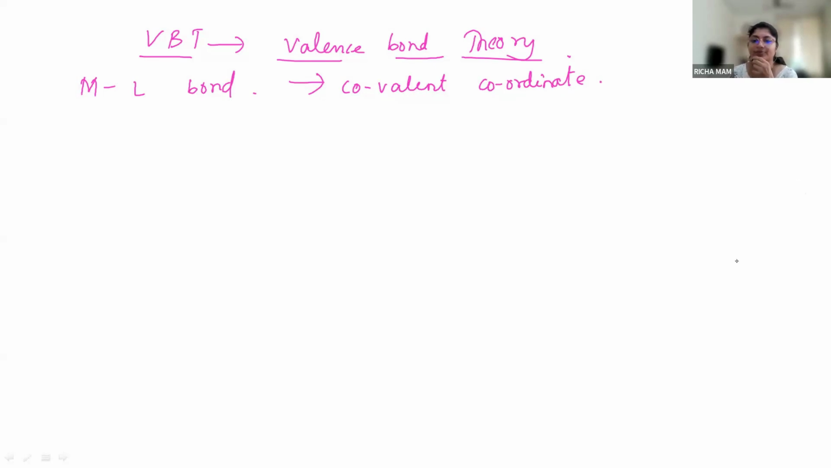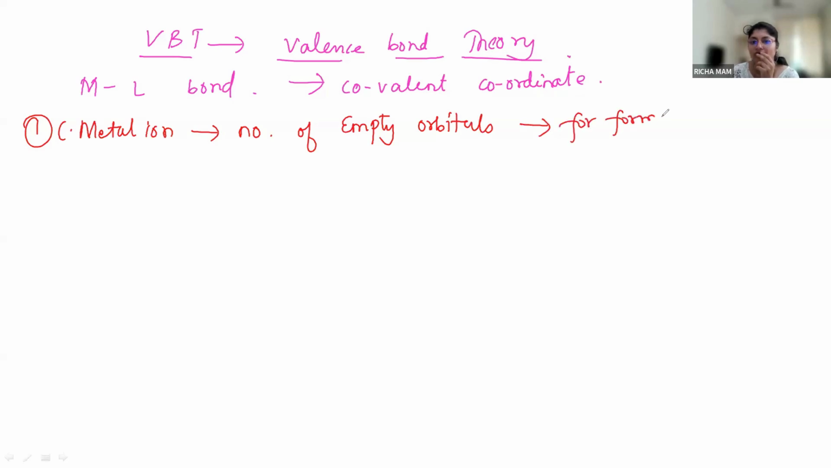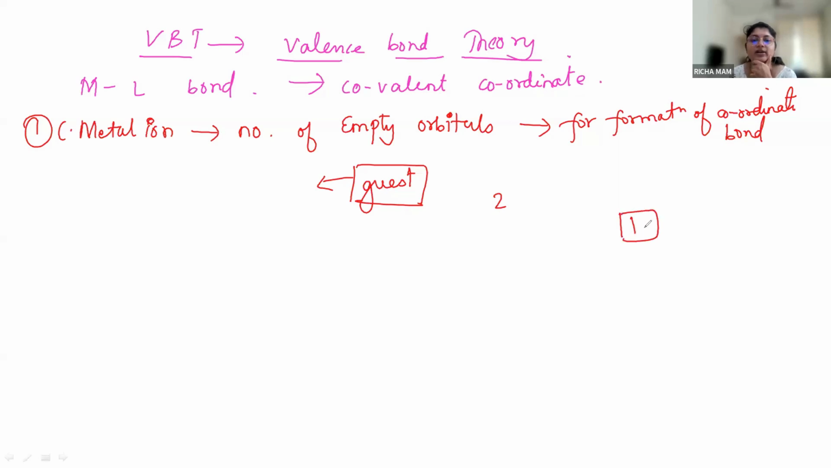According to this theory, the central metal ion will provide a number of empty orbitals for the formation of coordinate bonds, so that it can bond with the ligands. This is providing empty space. If you want to welcome a guest in your house, and you have two bedrooms, you will keep at least one bedroom free so that the guest can stay there and be accommodated.